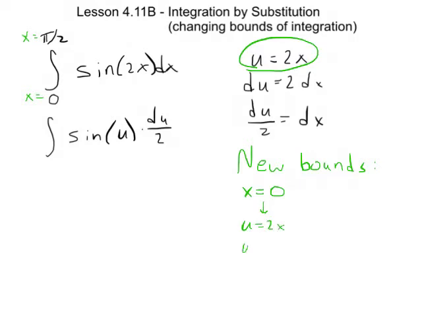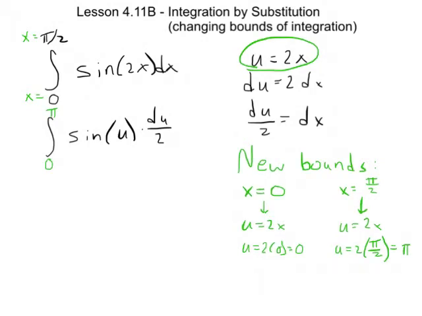Well, if I plug in 0 there, I'll get u equals 2 times 0, which is 0. Great, so the lower bound is 0. As far as the upper bound, well, my old bound was x equals pi over 2. So if I plug that in to u equals 2x, I'll find that u is 2 times pi over 2, which is pi. Great, so my new upper bound is pi. And now I've transformed this integral from being completely in terms of x, including x-valued bounds.